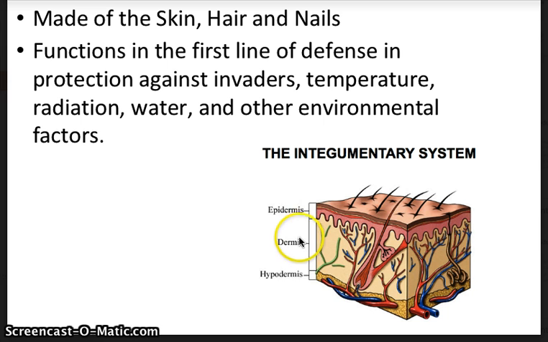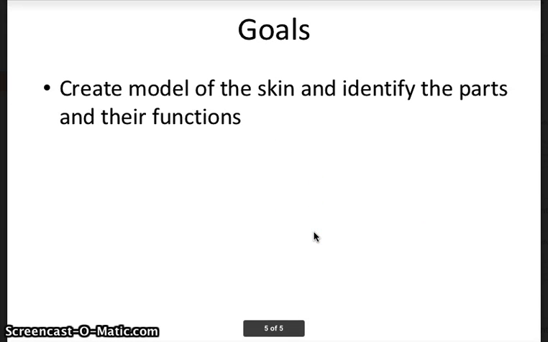So here's the three main layers. This is also called the subcutaneous layer here, the hypodermis. But you can remember these: epi means outside, and then here's just the dermis, and then hypo means under. So those are the three main layers of the skin, and then you're going to have to identify some of the key components in here and the proteins. So you're going to make a model of the skin, identify the parts and their structures, and their functions, of what they do.